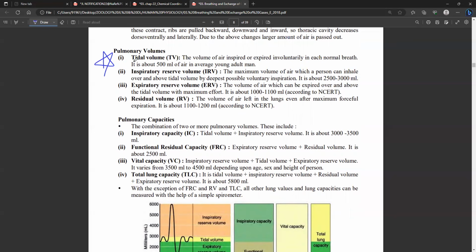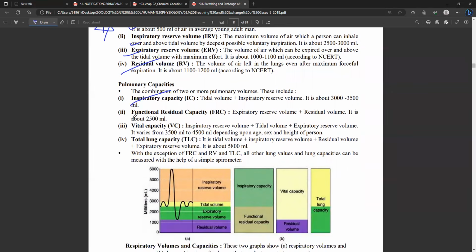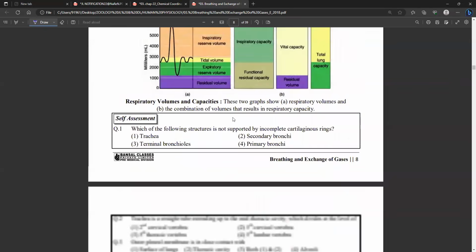All volumes. While I'm explaining the lesson, you will feel it is very easy. We will study in great depth. Tidal volume, IRV, ERV, residual volume, inspiratory capacity, FRC, vital capacity, total lung capacity. There are a total of 12. I will provide the remaining in the PPT itself. So you have to learn all, friends.